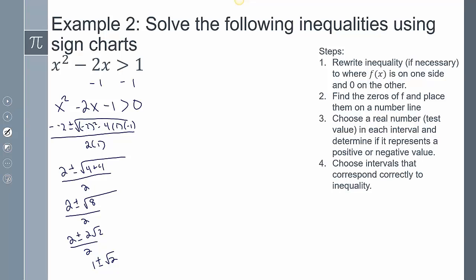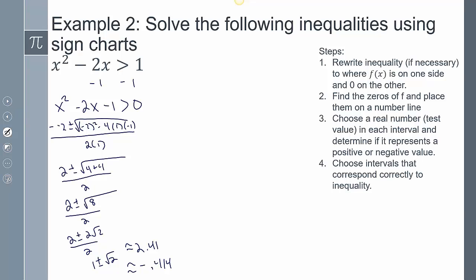Now that value there, we're going to enter into our calculator. And so entering in our calculator, we're going to get the values 1 plus root 2, which is going to be approximately 2.4, and so let's say 2.41, and then 1 minus root 2, we're going to get negative 0.414. So those are my zeros.